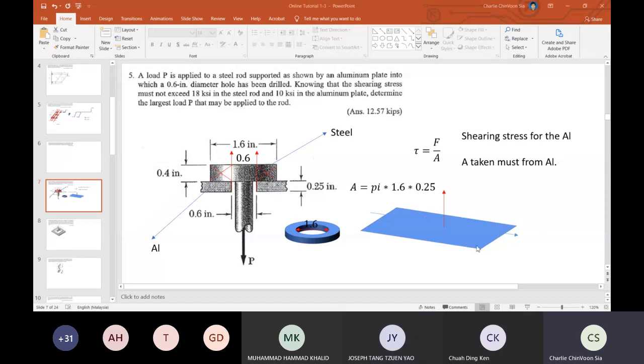So, the force... Any questions so far regarding the shearing stress? No? Why in the solution is it pi times 0.6 times 0.4, not 0.2? Because you want to calculate the area for the steel, isn't it? Oh, all right, I see. The area must come from the steel, so you take the thickness and multiply with 0.6, after it is trimmed.